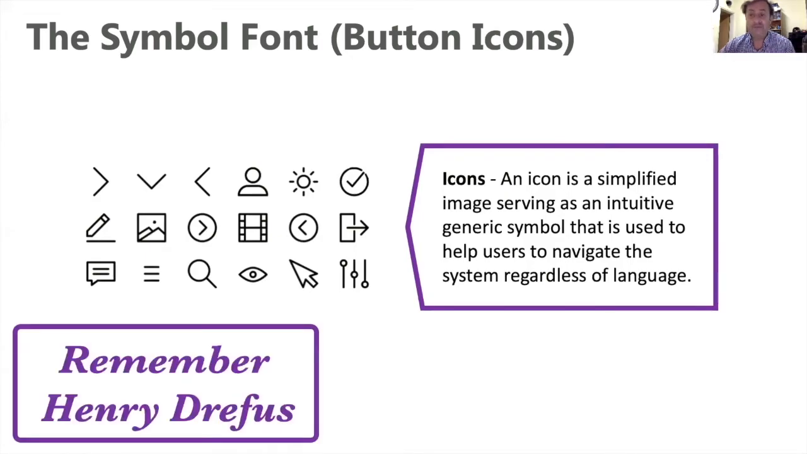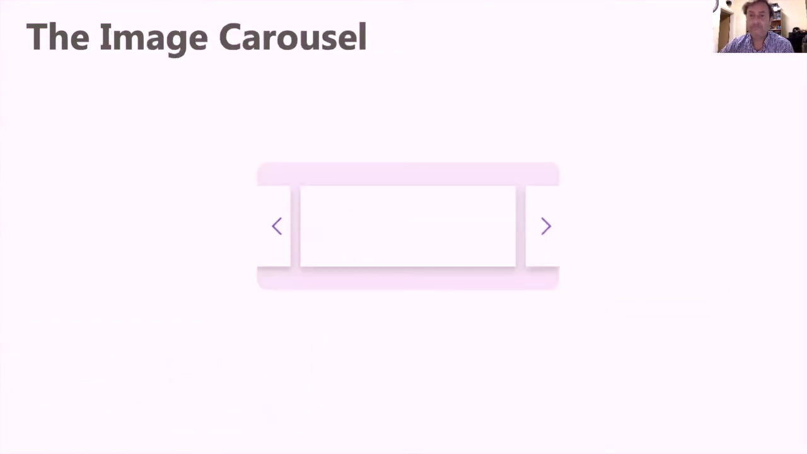Remember Henry Dreyfuss from the 1950s? All modern apps utilize his symbol conventions for their buttons. An image carousel allows the user to browse through a set of items without leaving the screen context. Information components provide applications with a means of communicating with the user.